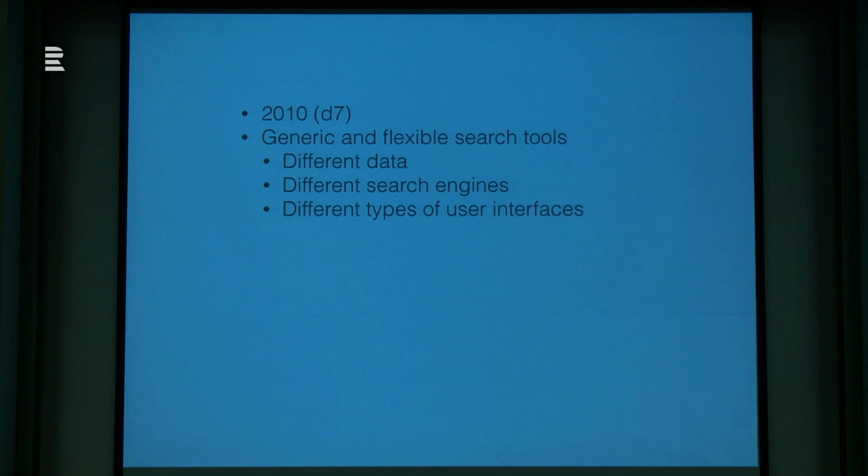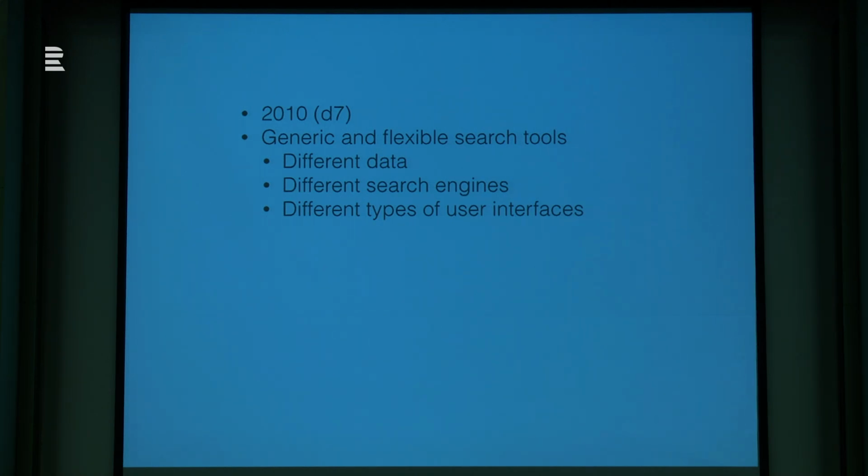So back in 2010, for Drupal 7, a couple of people had suggestions on how to improve core search. They wanted to create a flexible solution for searching that uses different kind of data. So not just nodes or users, but also taxonomy terms and commerce products and different kind of entities on different search engines, not just MySQL. And by also allowing creating different user interfaces to provide a better user experience.